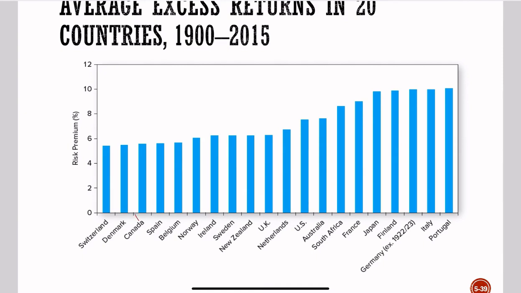So Canada has a, this is pretty low, so it's less than 6% risk premium. And then for US, it has close to 8% risk premium. Can you say the US market has better performance compared with the Canadian market?